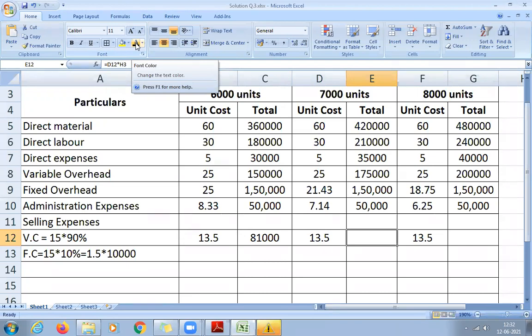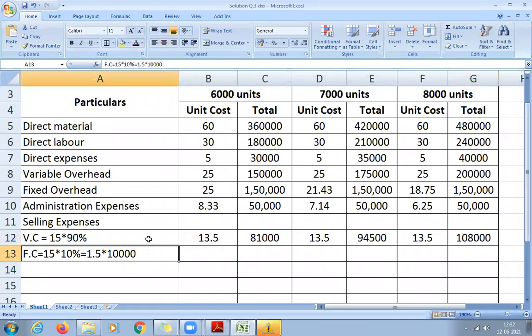Same, sir, 94,500. Yes, 94.5 is correct. Next, 13.5 into 8,000 units. 1,08,000. 1,08,000 is correct. Next, I already taught you yesterday how to calculate variable cost.